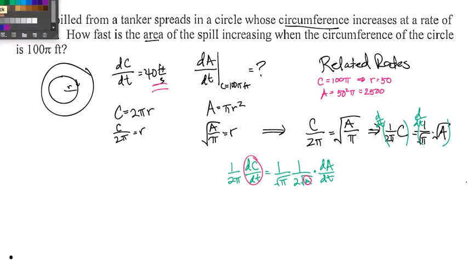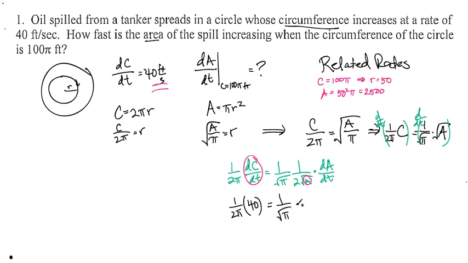And here we have dC/dt, and with these two variables substituted, we can solve for dA/dt. Okay. So now we're going to go back into solving these. So we have 1 over 2 pi times the 40 from up here equals 1 over square root of pi times 1 over 2 times the square root of 2,500 pi, okay, times dA/dt.